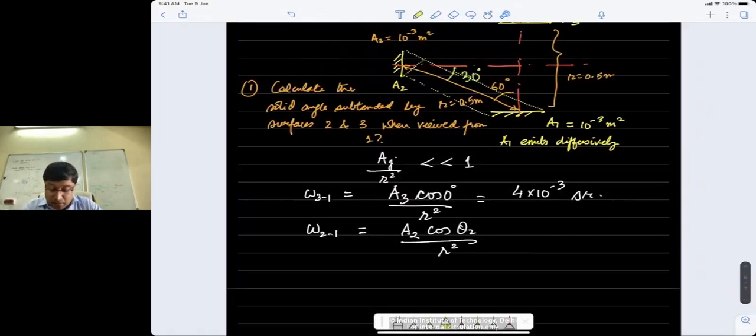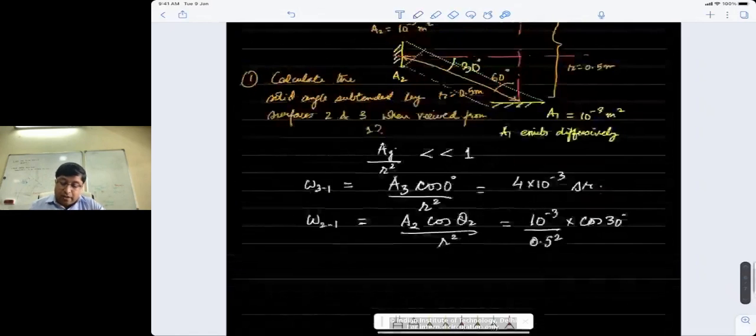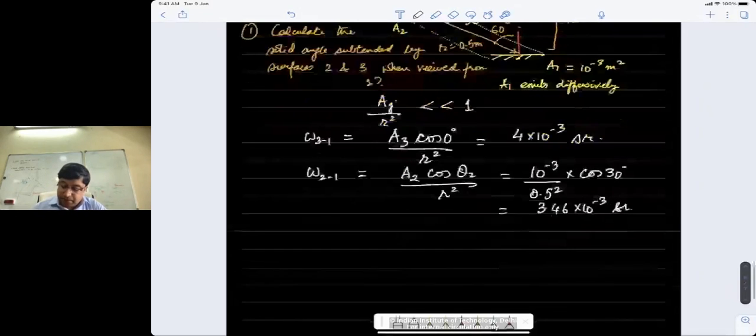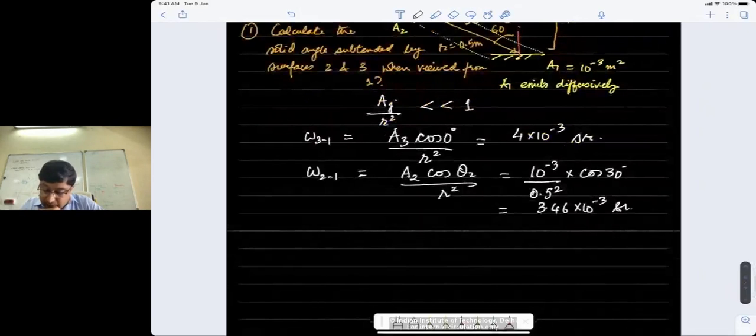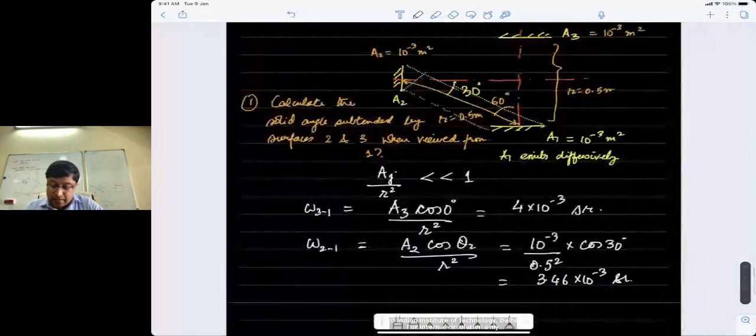So what should be cosine theta 2? Yeah. Can somebody fill in the blanks here? 30 degree. What should be? Yes, so that should be 30 degree, because you will see projection along that 30 degree line. So this comes out to be about 3.46 times 10 raised to minus 3 steradians. So that is the solid angle subtended by the two areas when viewed from 1. When viewed from 1, that is more important.